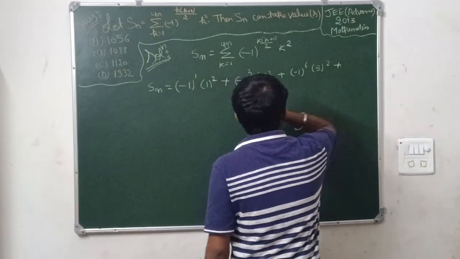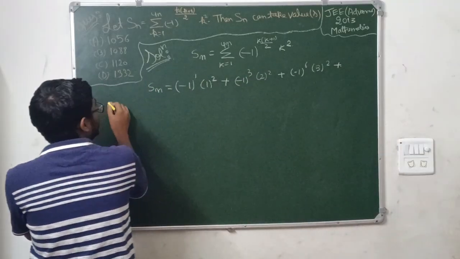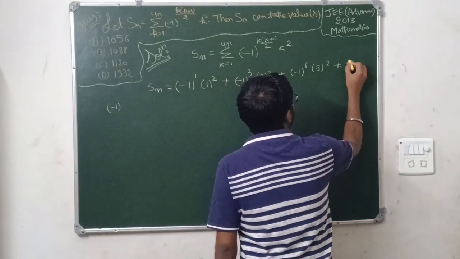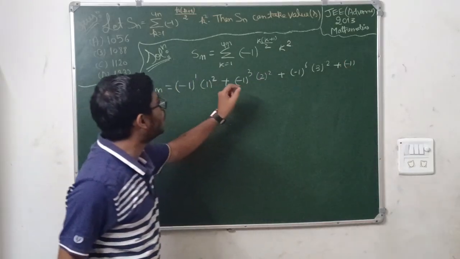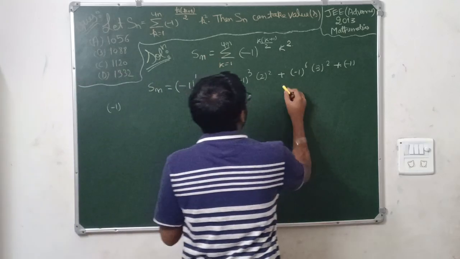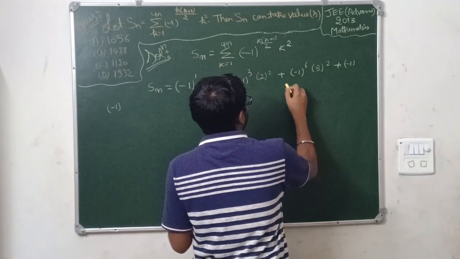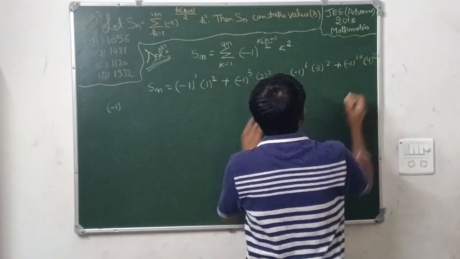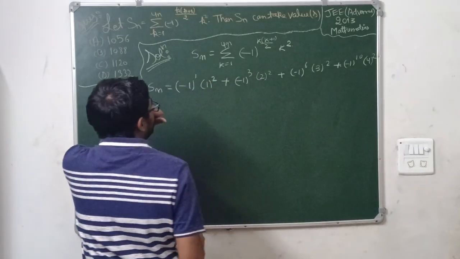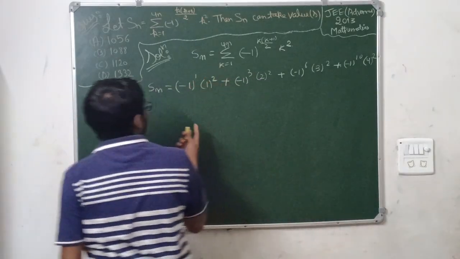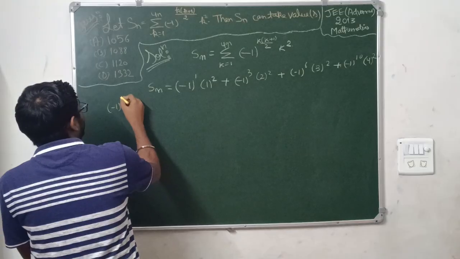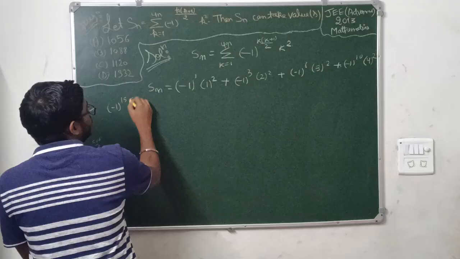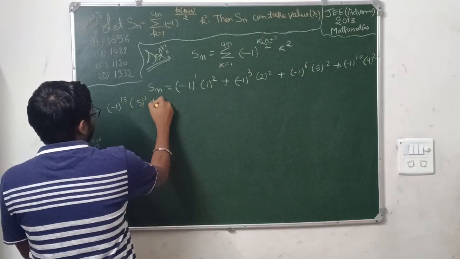Now you can put the value 4 into 5 by 2, which means minus 1 to the power 10 into 4 square. Then you put the value 5: 5 into 6 by 2 is 15, so minus 1 to the power 15 into 5 square, and so on.